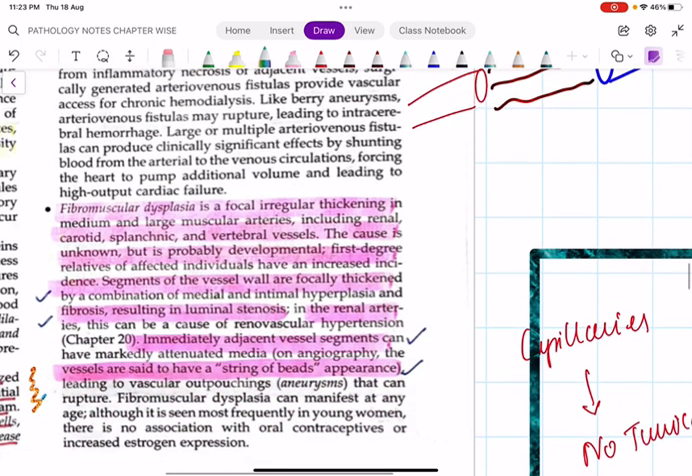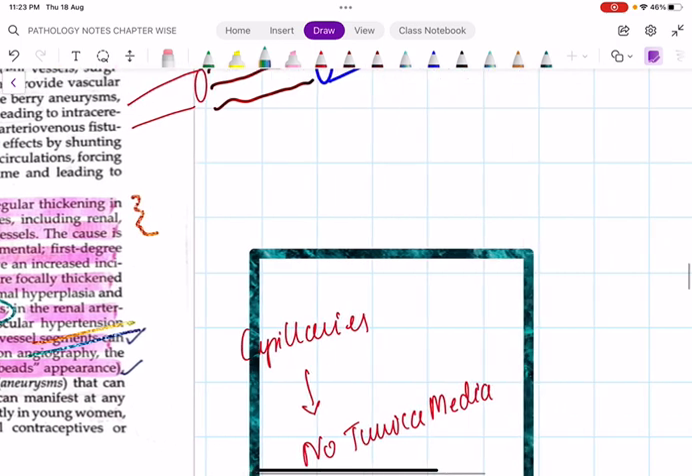Then we have another condition called fibromuscular dysplasia, in which there will be irregular focal thickening of the medium as well as large muscular arteries like the renal, carotid, and the vertebral vessels. What is happening? Because of the thickening of the vessel wall, there will be luminal stenosis. So initially, from birth itself, there will be renal artery hypertension. And on angiography, you can see a string of beads appearance.